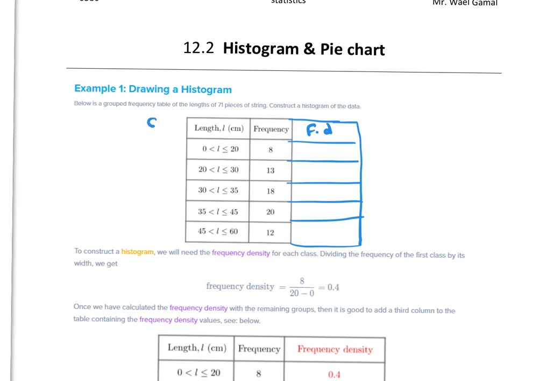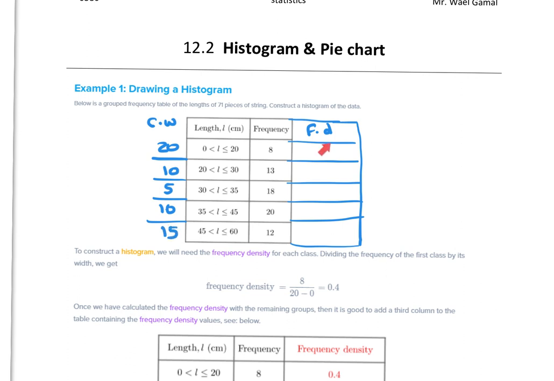So if we write the class width for each set like that, from 20 to 0, the class width is 20. Just subtract 20 minus 0. Second one, 30 minus 20, so 10. 35 minus 30, so the class width is 5. So the class width is the upper value minus the lower value. 45 minus 35, 10. And for the last one, 60 minus 45, so the class width is 15.